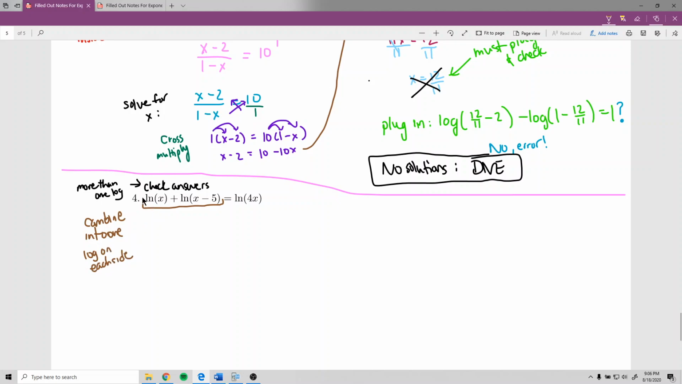And once again, we don't have any numbers in front of these, so we're good with that. We have a 1 in front of each. We can combine them, and addition outside becomes multiplication inside.